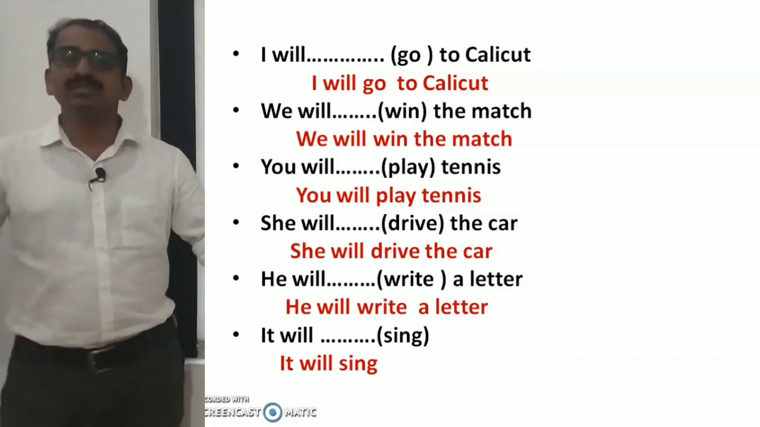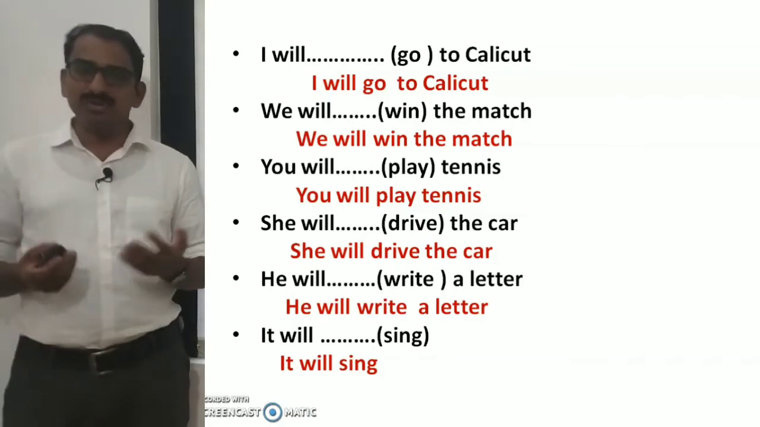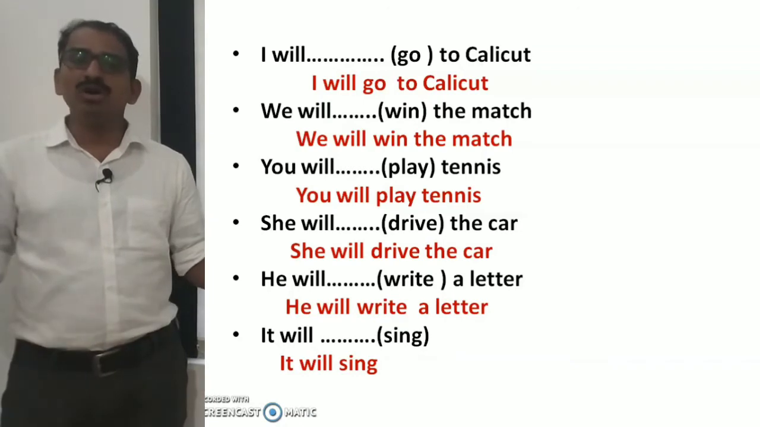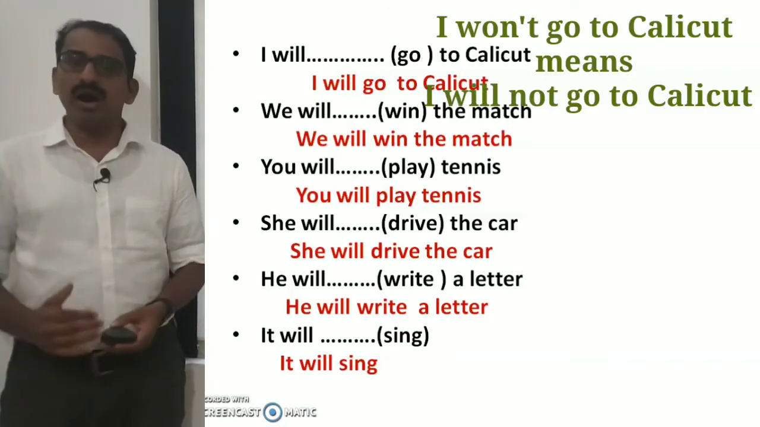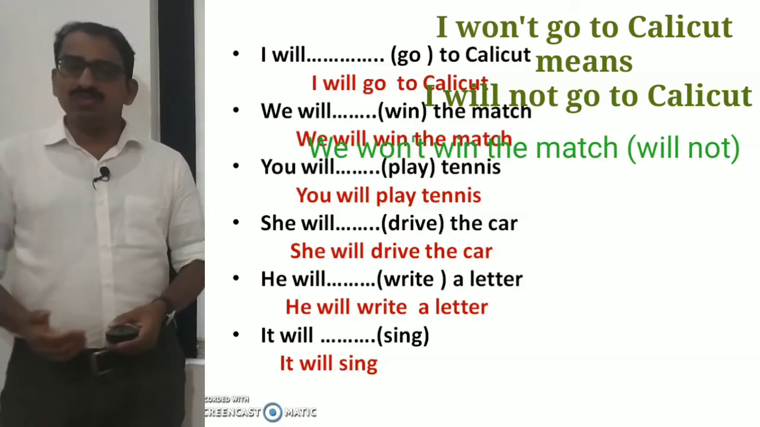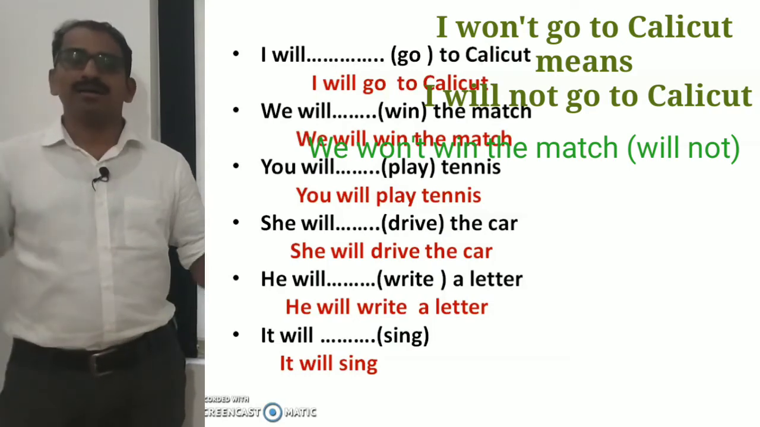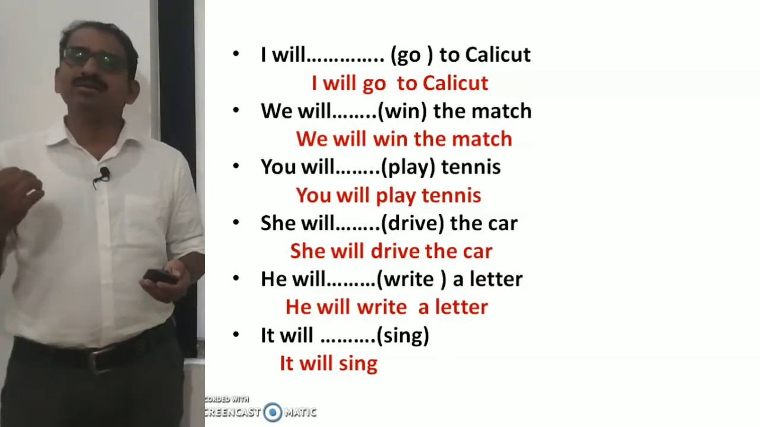You can make questions as well. If we change the first sentence into negative, how can you use it? I will go to Calicut. I will not go to Calicut. The short form of will not is won't. So, I won't go to Calicut. We will win the match. We won't win the match, meaning we will not win the match.